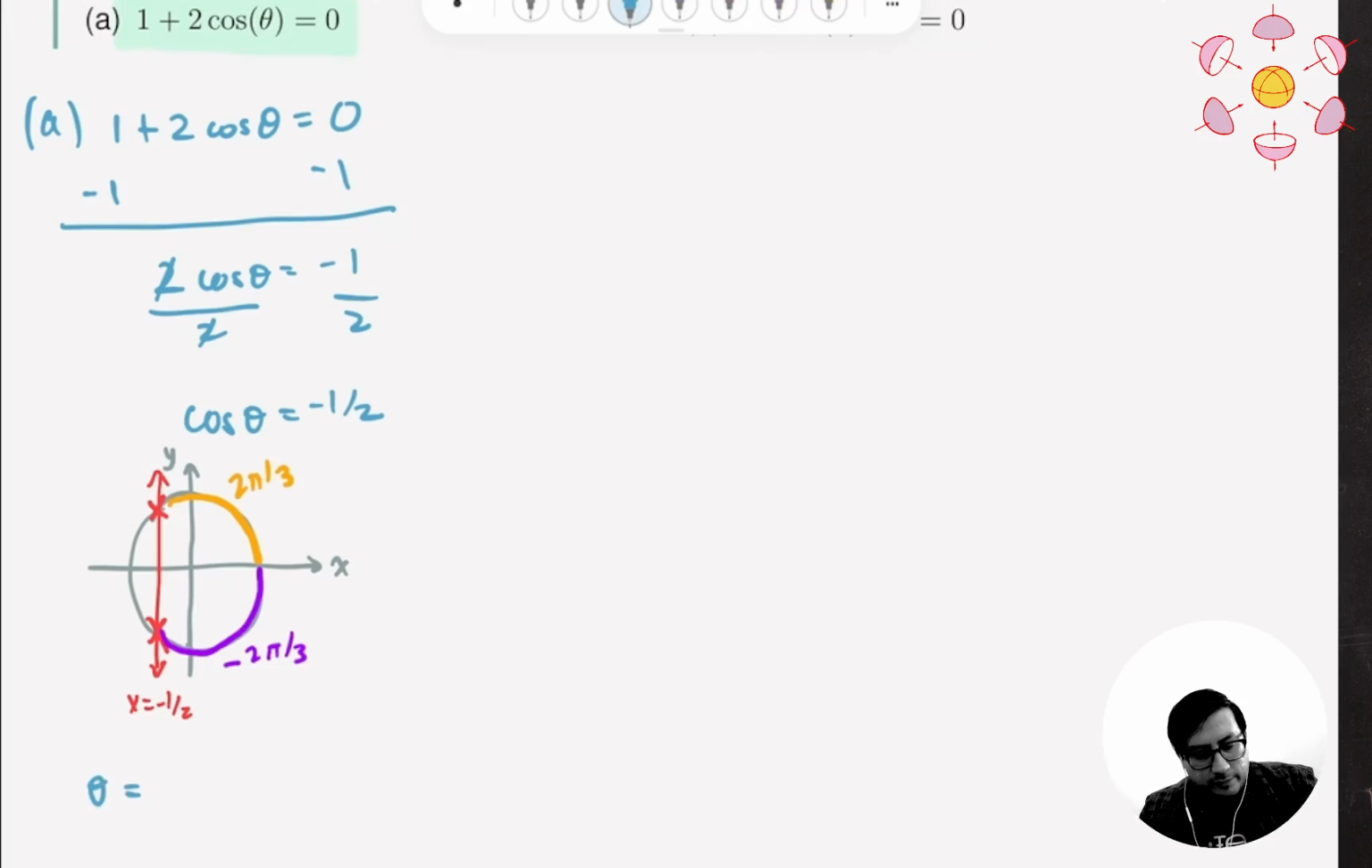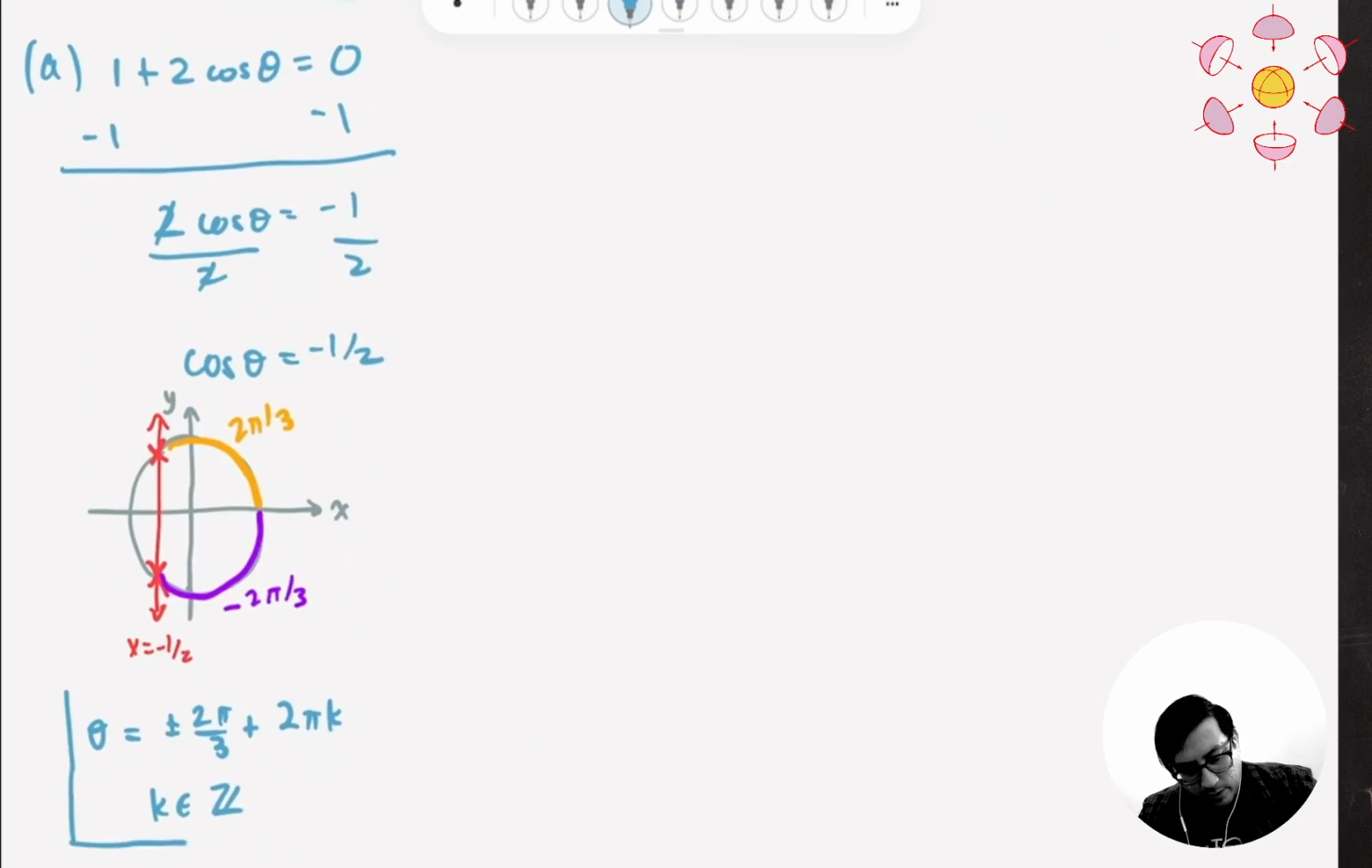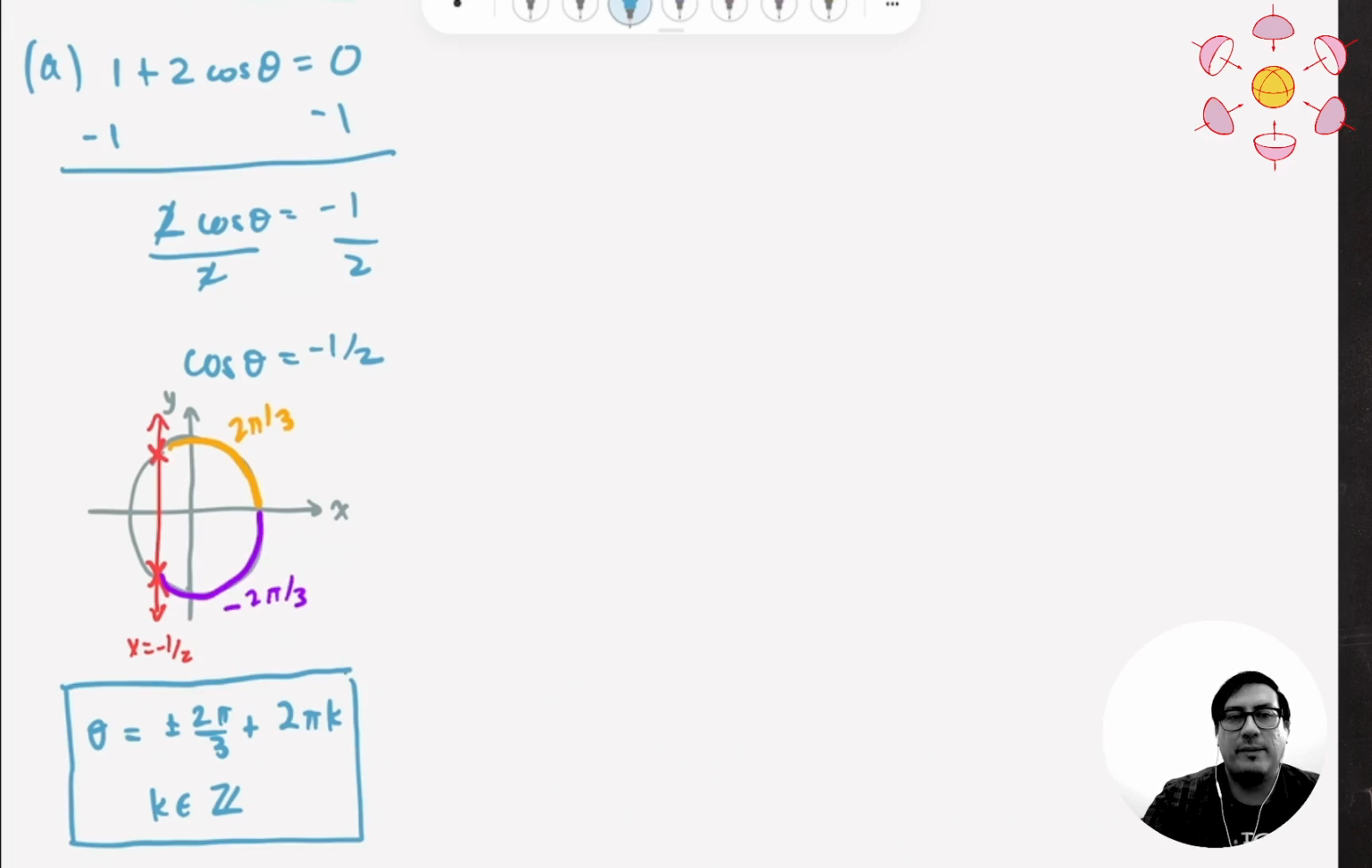So what are all of my solutions? They're going to be plus or minus 2 pi over 3 plus 2 pi k, where k is an integer. As you can see, I'm showing you some new tricks each time we do it because we actually already solved this problem. This time I'm going to write it in an even more compact form, where I'm not even going to write it as 2 separate solutions. I'm going to write plus or minus 2 pi over 3.